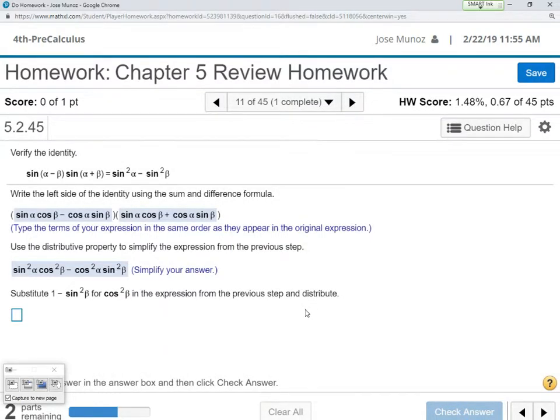And it says substitute 1 minus sine square beta for cosine square beta. So that means I have to factor out... What do they have in common? Is it the cosines?